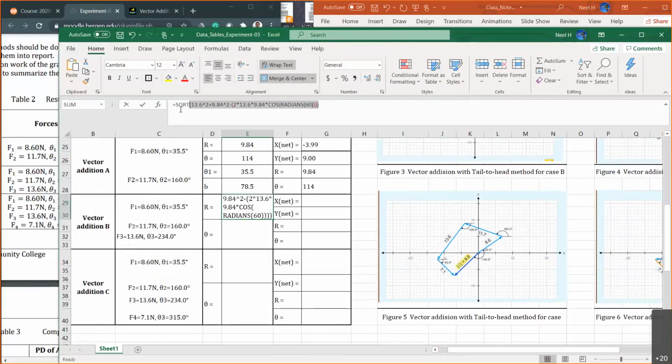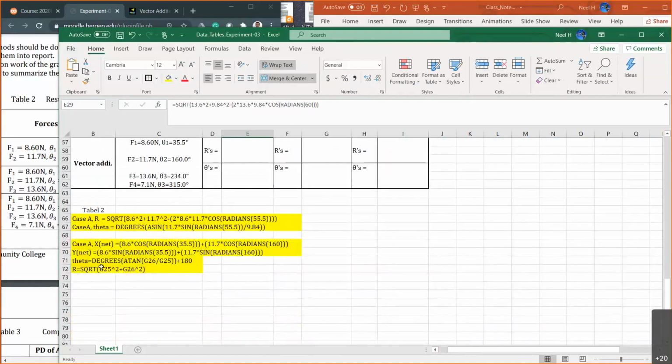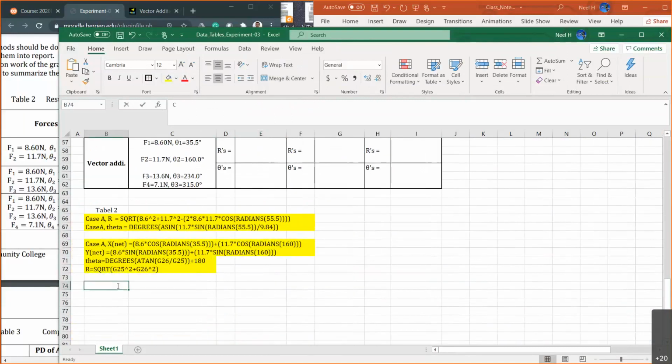Let me copy and paste that function into here. Now we are working on case B. Case B, now for the cosine sine rule R. You can say just cosine sine rule and then R of that, and that's the answer, or the function for that. Okay.